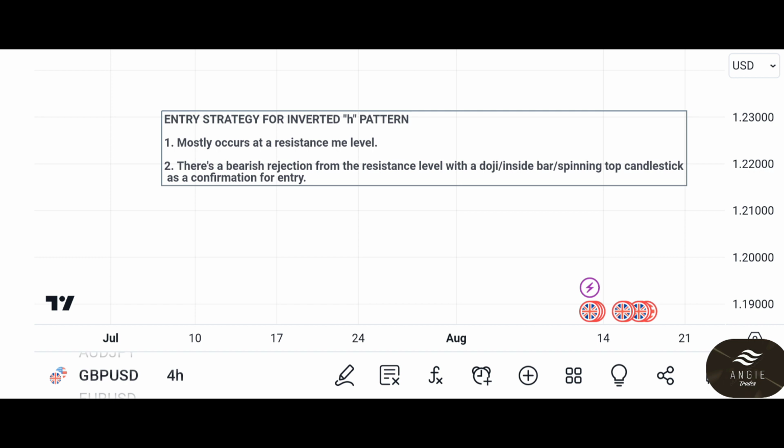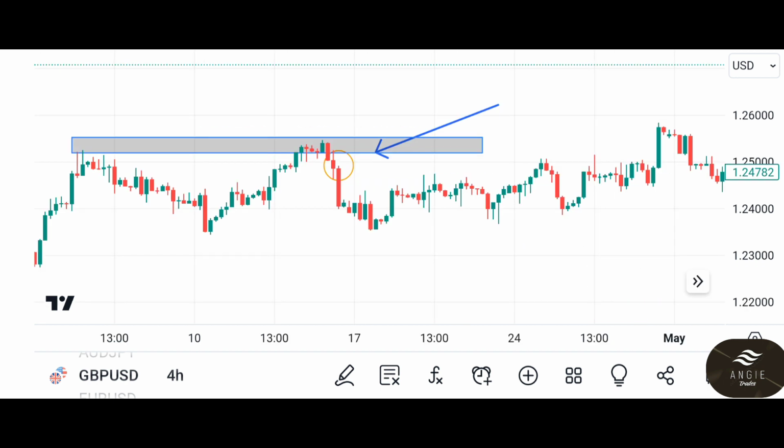Yeah, so I'm going to show you right now. So this is basically how it looks. First, you can see that there's a bullish rally to a resistance level, and then it was stopped by the bears. So there's a bearish rejection from that resistance level. And after that bearish rejection, the next candlestick is a candlestick called the spinning top candlestick.